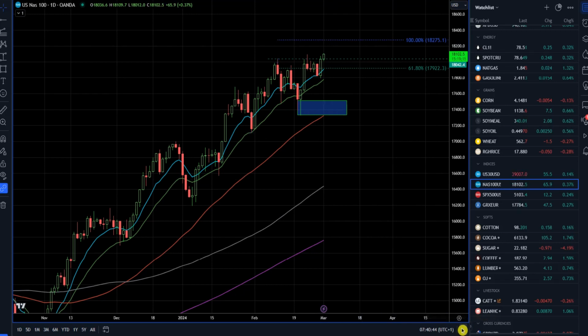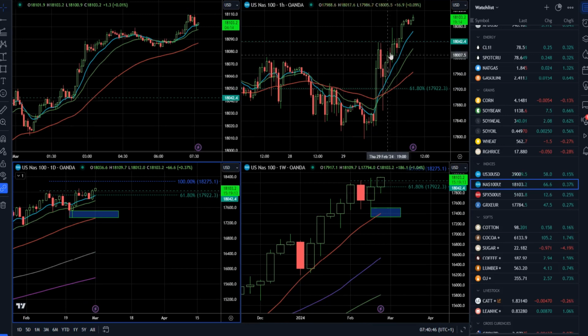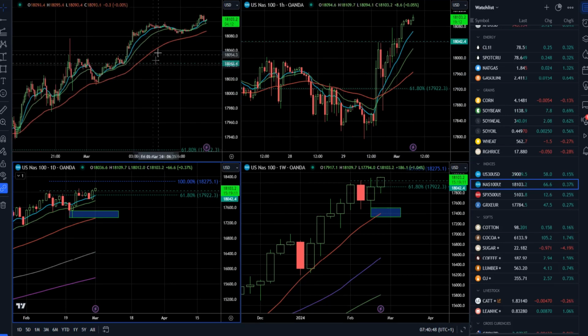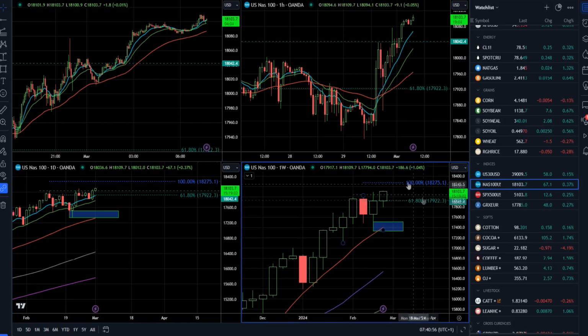Hourly is holding pretty well. 5-minute time frame, just natural pullbacks, holding pretty well this 50-bar moving average. So there is a chance for that 18,275 to be on the test.